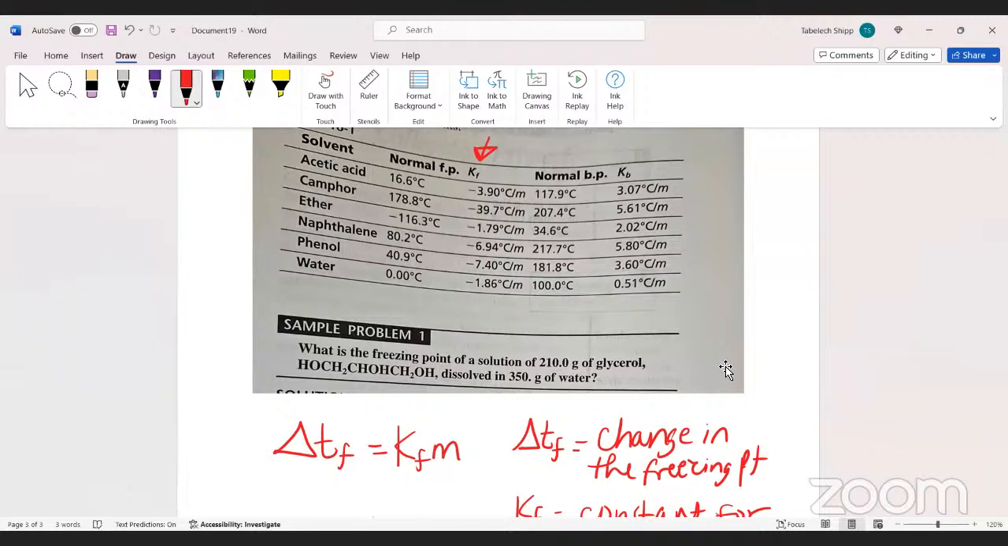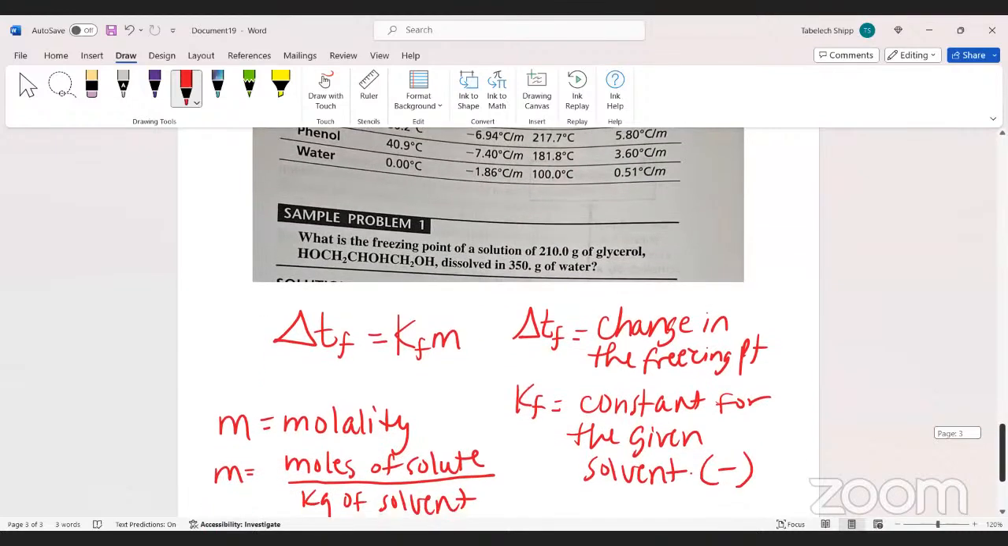That's the only way I can see them doing that, okay? So for this particular part, if we look at this problem, we're going to read through what we were given so we will know how to solve this problem. They're asking you to find the freezing point of a solution of 210.0 grams of glycerol, and this is the formula for glycerol, that's dissolved in 350 grams of water.